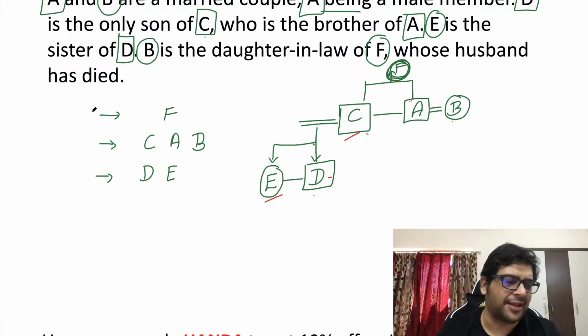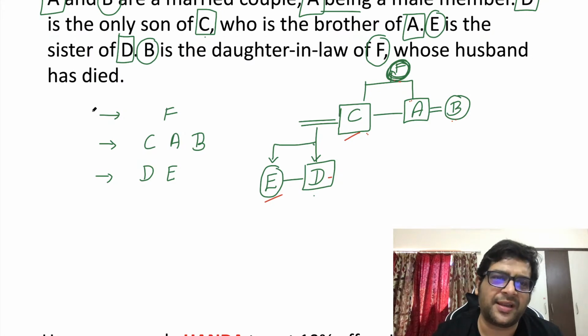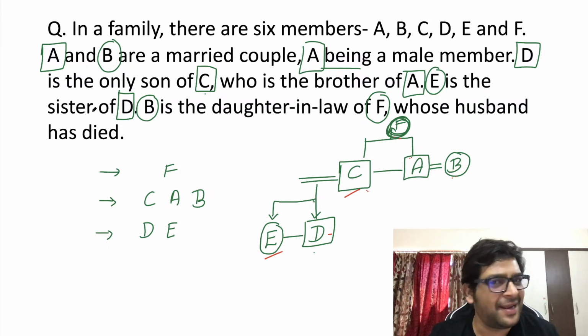The idea is questions are not important. The family tree is important. And even more important than the family tree is the process. Because please understand, this was a simple question, small family tree, 6 people. So you might be able to solve it directly also. But the process is important.